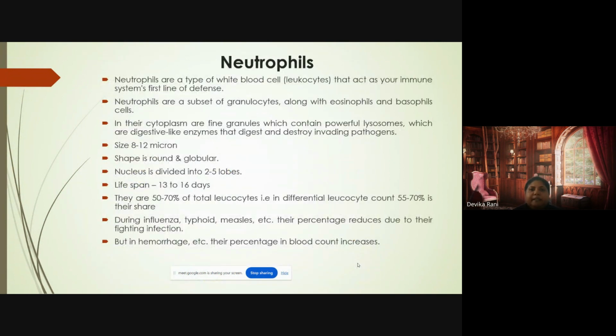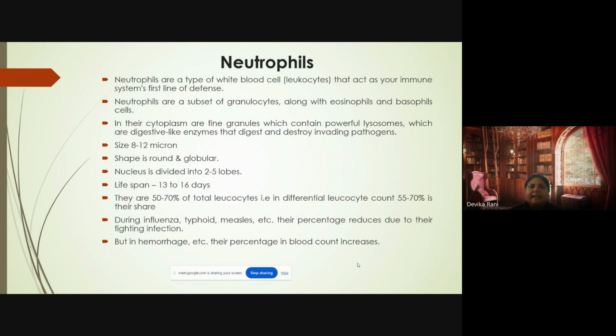Now, neutrophils are a type of white blood cells that act as your immune system's first line of defense. Like you see in a war, when there is an attack, you have those foot soldiers in front who first go and attack, they engage with the enemy. So this is what a neutrophil does.